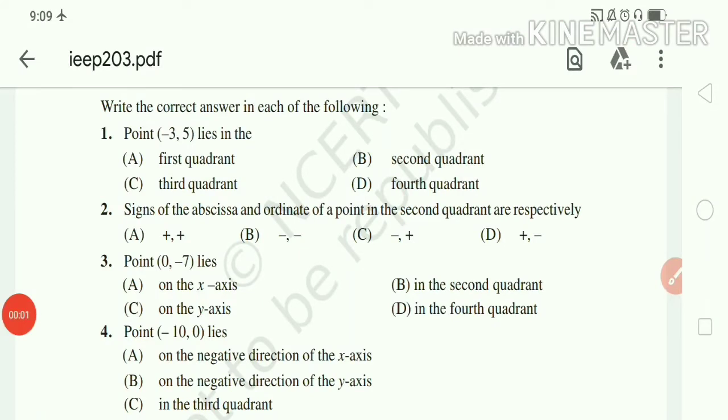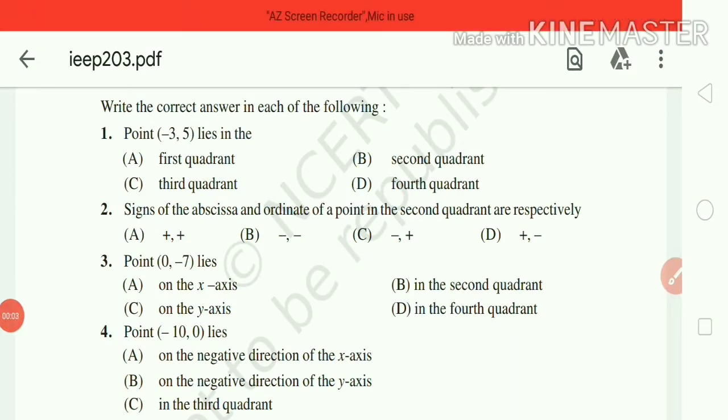Hello everyone, today we are going to start chapter number 3, that is coordinate geometry. In this video we will cover only the short answer questions like MCQs and true false. So let us start. Question number 1.